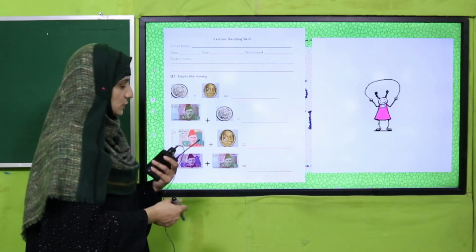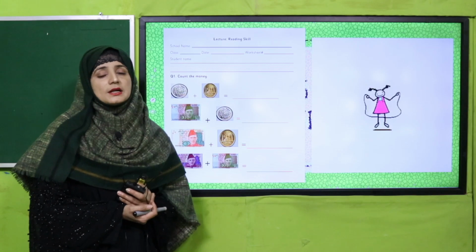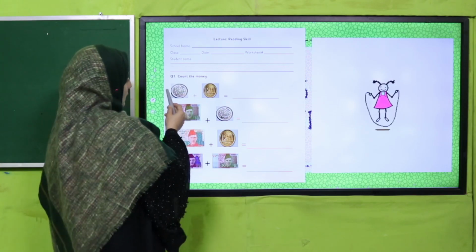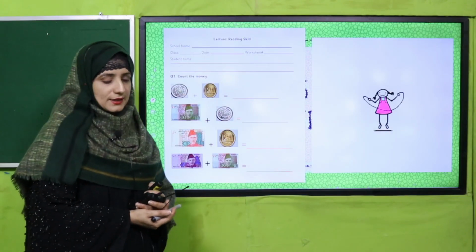My dear teachers, this is the worksheet. This worksheet link is given below. You should get it and provide it to your students in printed form so that we are able to see how they can count the money according to the currency notes and coins.